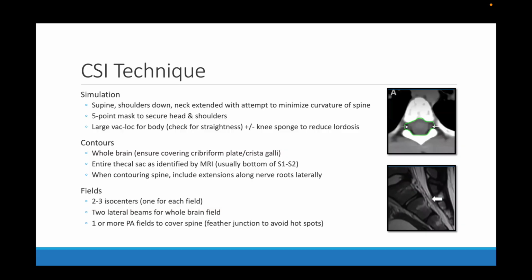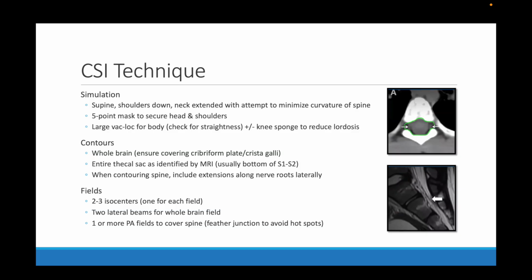When we treat with CSI, we're trying to treat the entire brain and the entire thecal sac as defined by the MRI. So that usually takes us to the bottom of S1, S2. So brain plus the entire thecal sac. That is the entire craniospinal axis. So anywhere where there is CSF, we want to treat that entire area, right? Whole brain, entire thecal sac all the way down, usually to the bottom of S1, S2, as defined on the MRI. So that is our target, and that's what we're trying to cover.